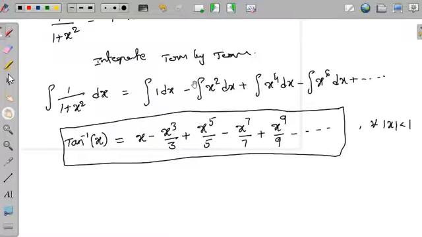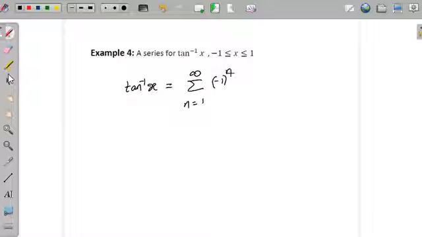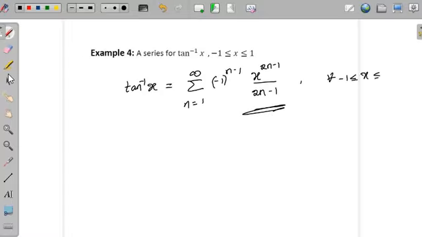Alright, so this is how, by using term by term integration, we obtain the expansion of tan inverse of x. n minus 1 into x to the power of 2n minus 1 over 2n minus 1. This is valid for all x with absolute value less than or equal to 1. In other words, the same expression we can write like mod x is less than or equal to 1.